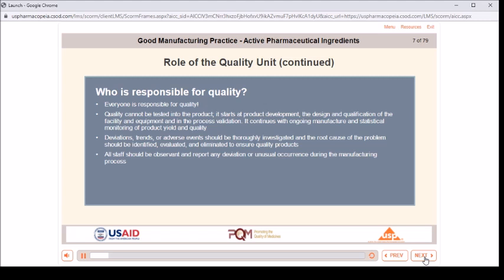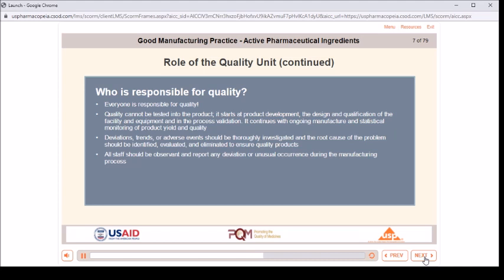Role of the quality unit, continued. Who is responsible for quality? Everyone is responsible for quality. Quality cannot be tested into the product. It starts at product development, the design and qualification of the facility and equipment, and in the process validation. It continues with ongoing manufacture and statistical monitoring of product yield and quality.